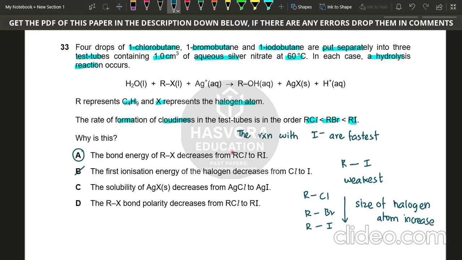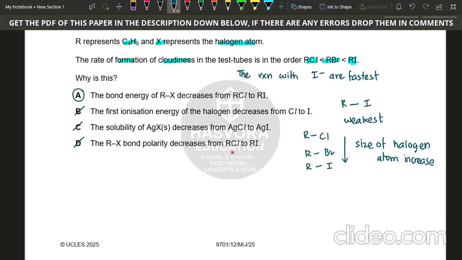Same for the solubility of AgX decreases from AgCl to AgI, so this also has nothing to do with it. And the RX bond polarity decreases from RCl to RI. The polarity does decrease, but here we are talking about the bond energy. So these statements are correct, but they do not match the context of the question.